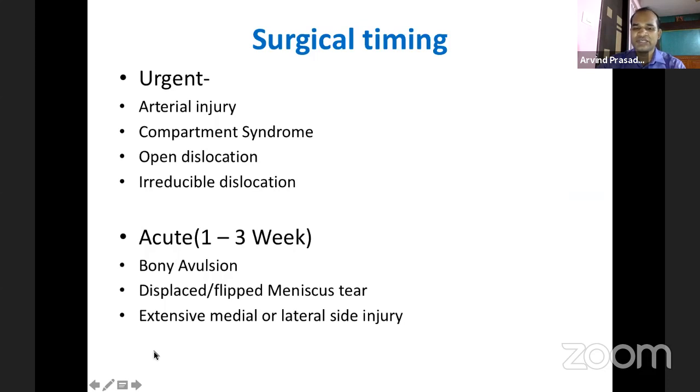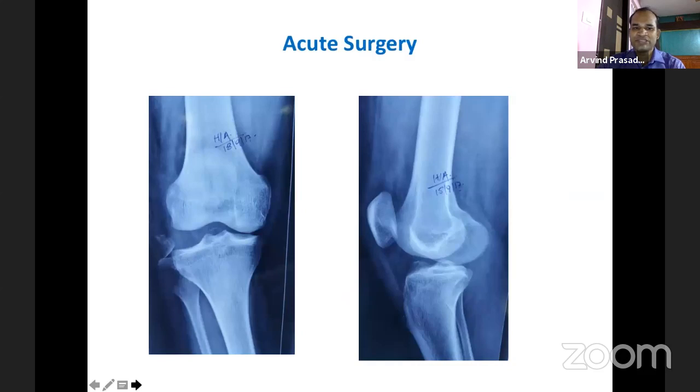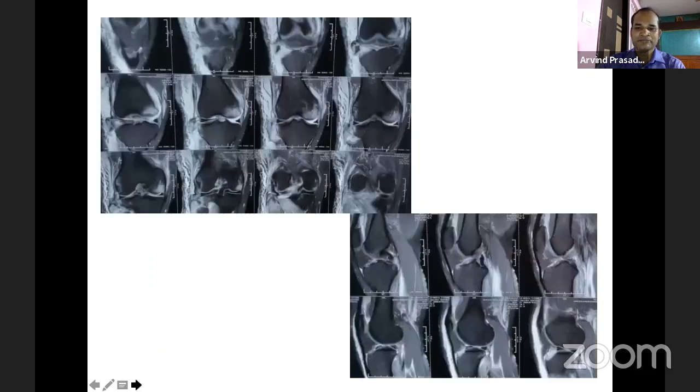Any bony avulsion, displaced or flipped meniscal tear, or extensive medial side injury or lateral side injury should be treated acutely. Like this patient, a young male boy, having injury of the fibular head. There is fracture in the proximal part of the tibia, and this much of the varus stress. It means there is collateral injury or central ligament injury also. So MRI was done. You can see there is fracture of the anterolateral part. At the same time, the fibular head avulsion and the ACL tear are there.